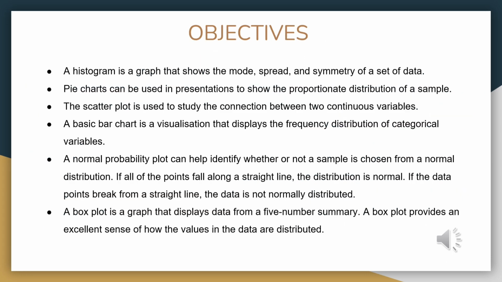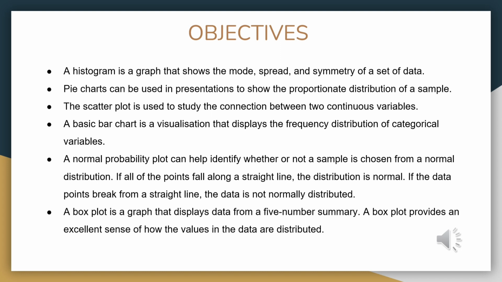Objective. A histogram is a graph that shows the modes, spread, and symmetry of a set of data. Pie charts can be used in presentations to show a proportionate distribution of a sample. The scatter plot is used to study the connection between two continuous variables. A basic bar chart is a visualization that displays the frequency distribution of categorical variables.